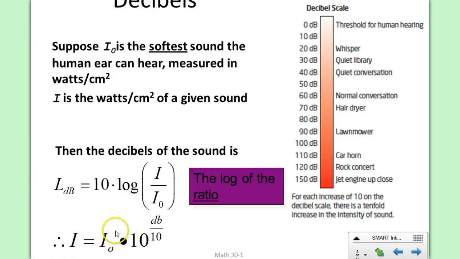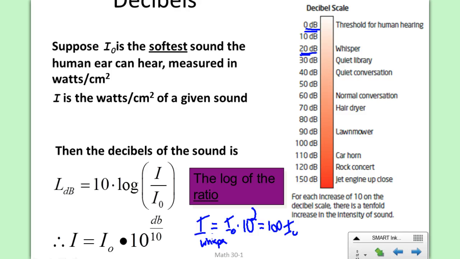So if you compare that to a whisper, how much more intense is a whisper than the threshold of human hearing? Well, a whisper is 20 decibels, so if you plug in 20 here, you get 10 to the 20 over 10, and so if you think about how much more intense is a whisper versus this, 20 decibels results in the intensity of a whisper being equal to a barely audible sound times 10 to the 2. What does that mean? It means that a whisper is 100 times more intense than a barely audible sound.